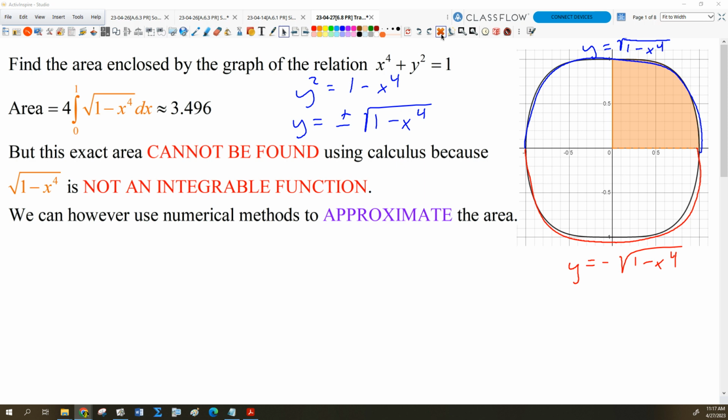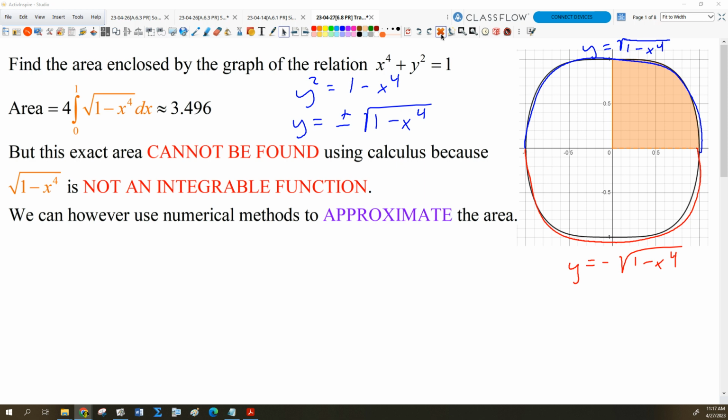Well, what are some ways that we could approximate that orange area? You already have one way you could do it. How could we do it? We've done some stuff like this in the past where we approximated areas under curves, didn't we? How did we do that? Yeah, we used a sum of rectangles, right?